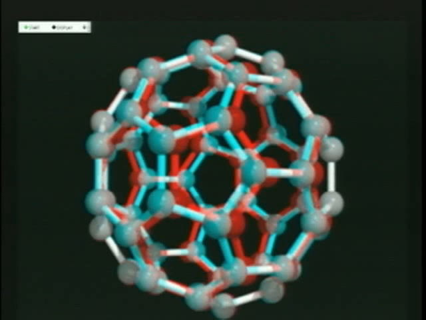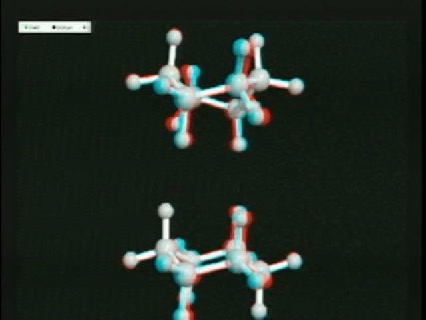And now we have another one. There's some organic molecules. You see them three-dimensional? Can you see the depth? So it's not there. So that's Avatar Chem 1A, all right?